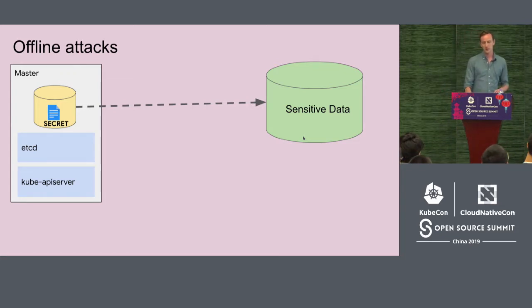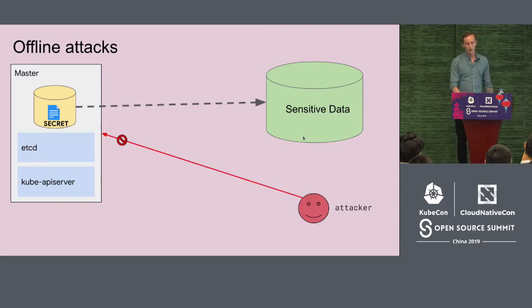But consider this case for offline attacks. We have a cluster here where we have a credential stored in our etcd that is just a credential to authenticate to some remote database that stores a bunch of sensitive data. Our attacker comes along, tries to muck around with our VM or API, and nothing works. It's indeed a really hardened setup, a very well protected cluster.